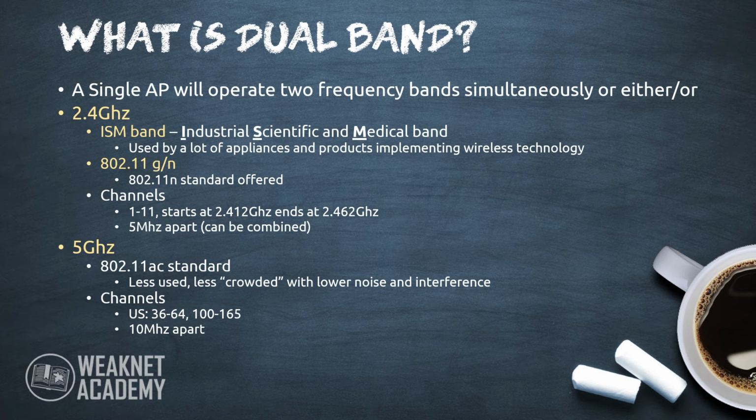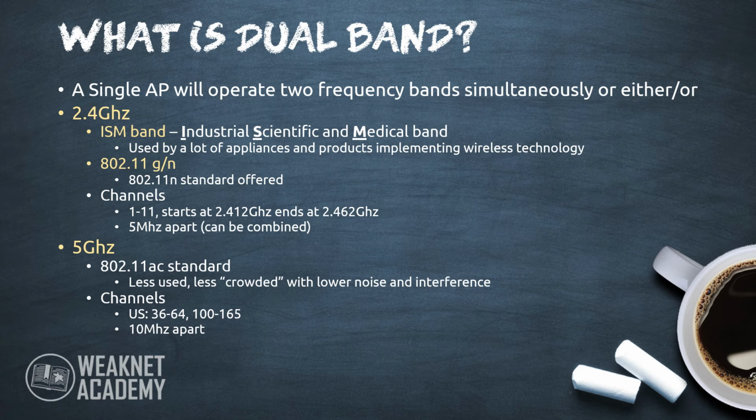So you'll see that the first channel starts at 2.412 gigahertz, which is channel 1, and ends in channel 11, which is 2.462 gigahertz. And in the 5 gigahertz band, the channels start at 36, and they go to 64, and then they stop, and then they start at 100 and go to 165. Now that's for the USA. The 5 gigahertz band channels are actually 10 megahertz apart. The 2.4 gigahertz band is the most commonly used band. The 5 gigahertz band is rather new and is a little bit less crowded.